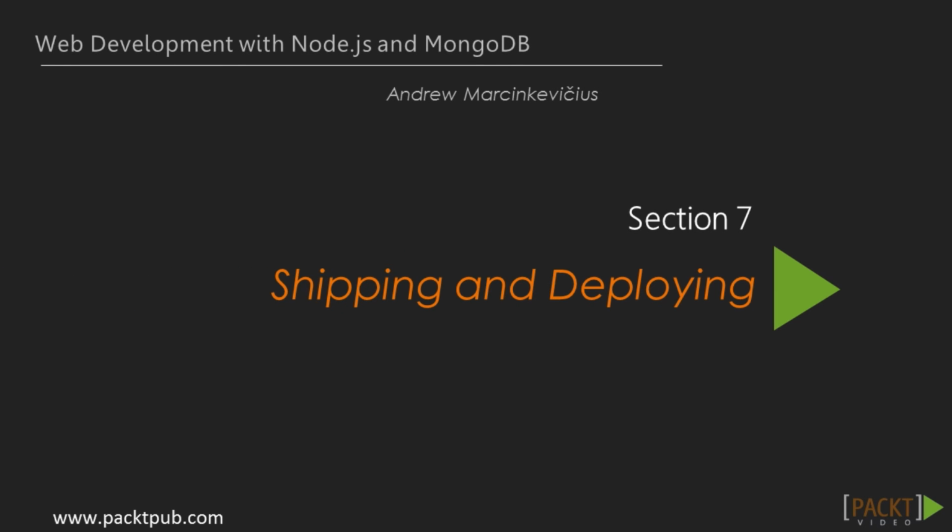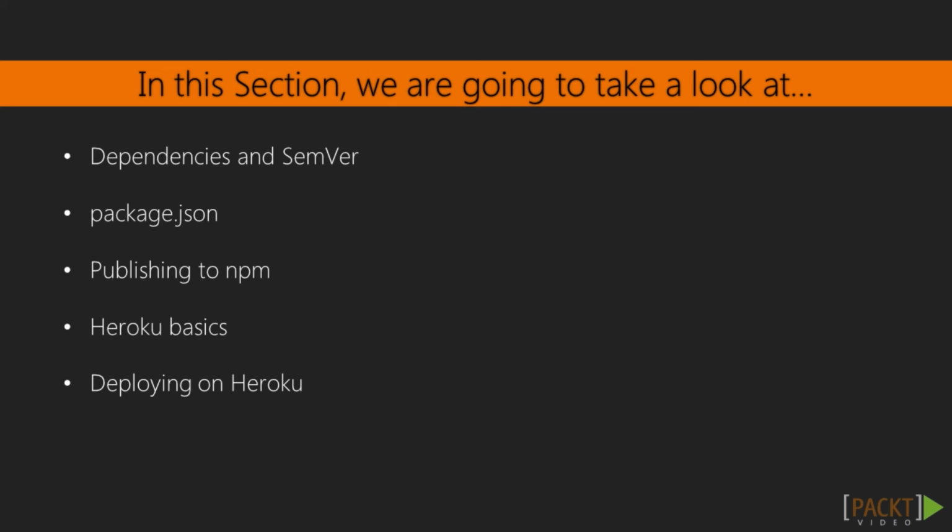Hello and welcome to the 7th section, Shipping and Deploying. In the previous section, we learned how to test our applications. In this section, we will learn how to package your applications and deploy them on the cloud. First, we learn what dependency hell is, what semantic versioning is, and why use it.